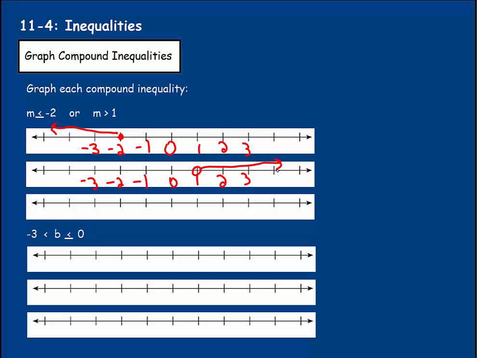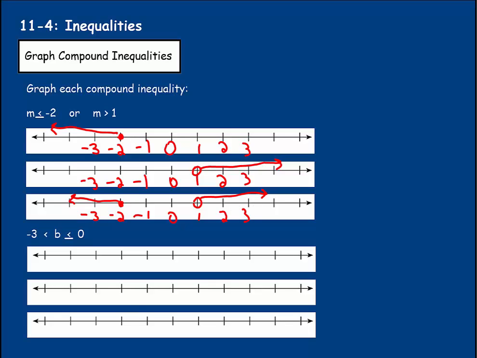So now we could put these two together in a compound. So we still have our same scale here. And we could write both of these on our answer. This one will be our answer. So we have a closed circle at -2 going in this direction, open circle at 1 going in this direction. So these would show the values of m. It's either going to be over here, less than -2, or it's going to be over here, greater than 1.